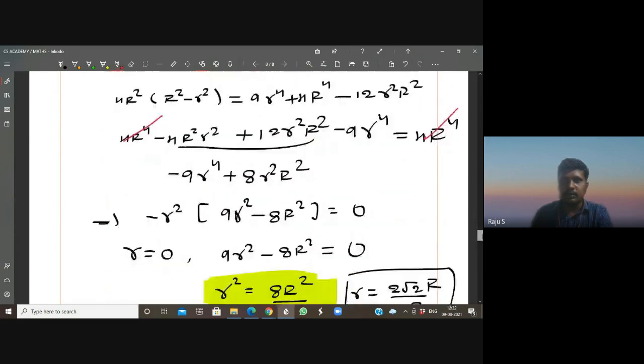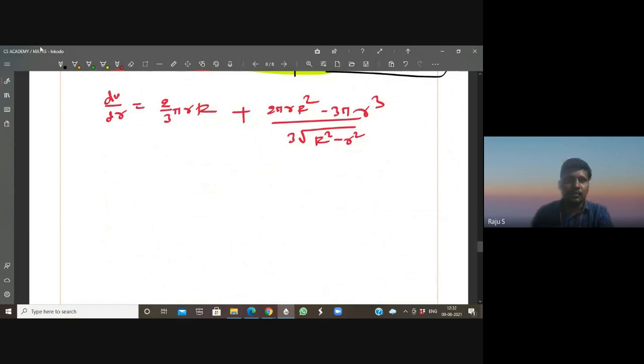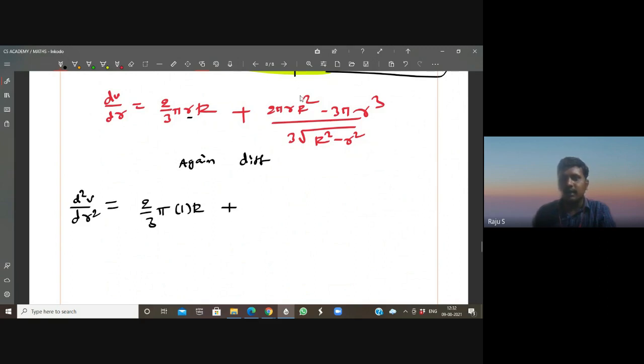2 pi, because the first derivative is correct, then only the second derivative becomes, again we differentiate. So here clearly d square V by dr square is equal to, with respect to r, capital R is constant. So 2 by 3 pi, what is the small r value? 1 into capital R. This is okay, but the second one is in the form of u by v rule. This is u, this is v.